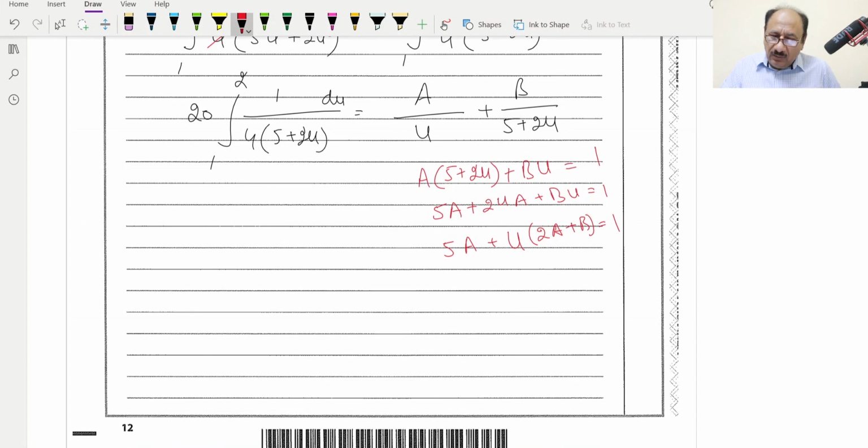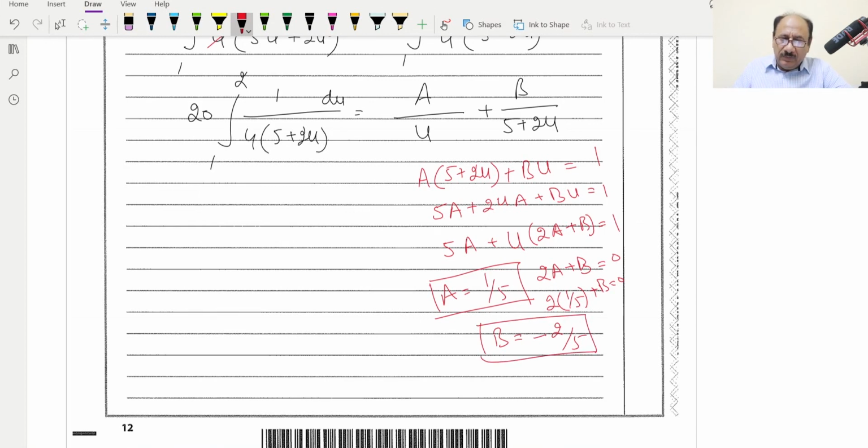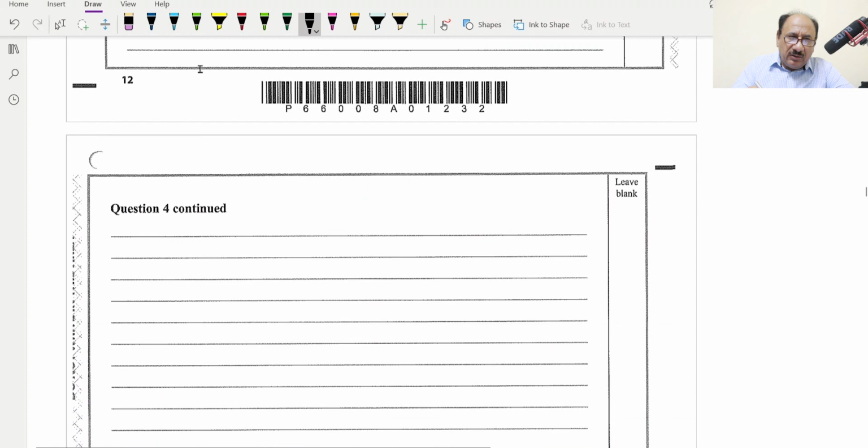So now we can write a is equal to 1 over 5, and this value we will be replacing in the other equation, which is 2a plus b is equal to 0. The a value is 1 by 5, so 2 into 1 by 5 plus b is equal to 0. So this implies b will be equal to minus 2 over 5. This will be our b value. So these two values we will be replacing and reshaping the integral, which we can write over here.